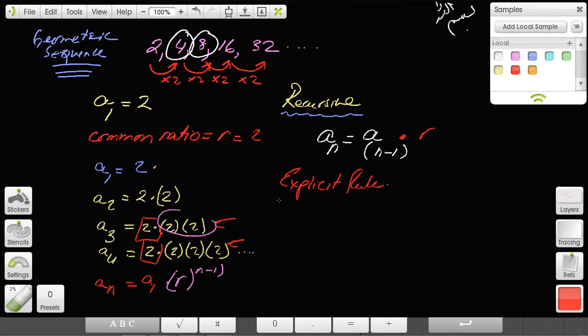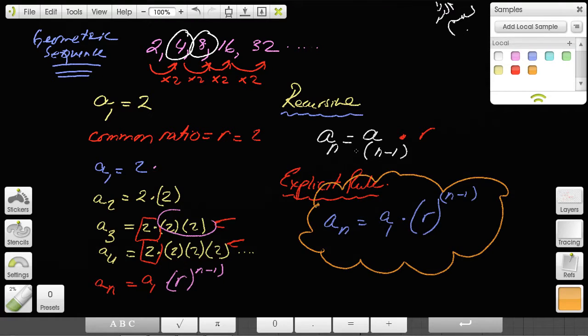So the explicit rule for geometric sequences is a sub n equals a sub 1, the first term, times the common ratio r, multiplied n minus 1 times. Got it? That's pretty easy enough, right? So here's the explicit rule, and here is the recursive rule.